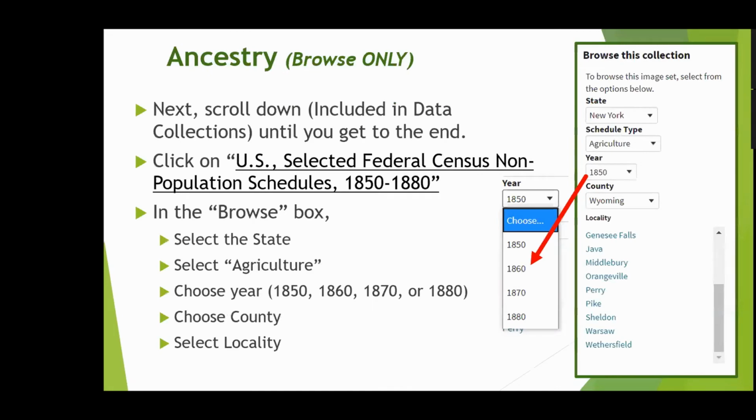So with the browse, you can select the state, the type of schedule, your year, your county, and then local areas will show up. So when you browse, you're going to go by just the local area and not search the whole area.